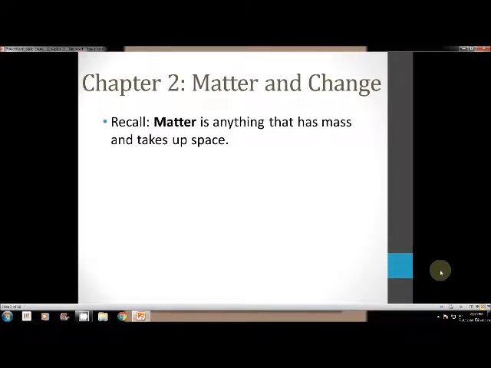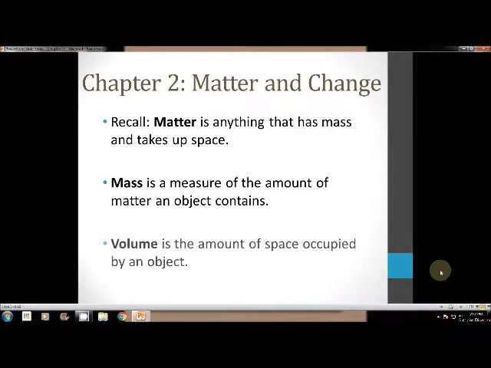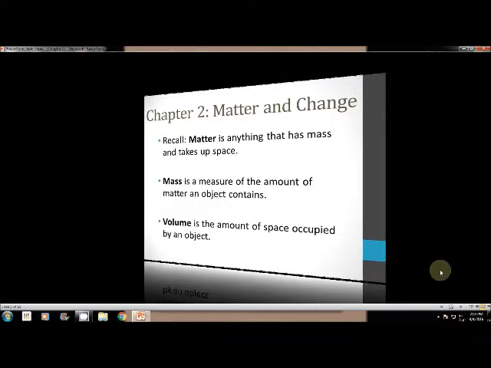We learned in Chapter 1 that matter is anything that has mass and takes up space. So mass, the definition, is a measure of the amount of matter an object contains. Volume is the amount of space occupied by the object. In chemistry, we like to say mass rather than weight, and we'll discuss later why there's a difference. But basically, weight factors in gravity and the gravitational pull on the mass. So that's why we use mass in chemistry. It's a measure of how much stuff is in the object.